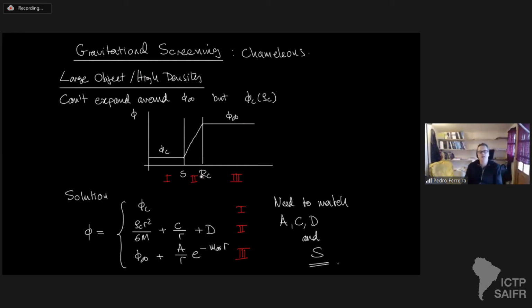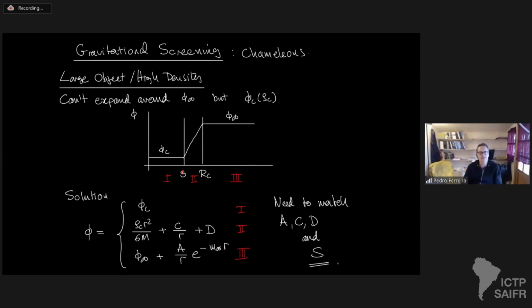And so we have to define a new length scale S, which lies inside the size of the object, okay? And we have that inside this object, inside here, we have phi c, okay? Then we have a transition regime, and we know that the solution is going to be something like that in that transition regime. And then outside, we already know what the solution is like. And so now the game is we need to match all these things. We need to match these constants, C, D, and A, but also S, this thing over here, okay? We need to match all these things.